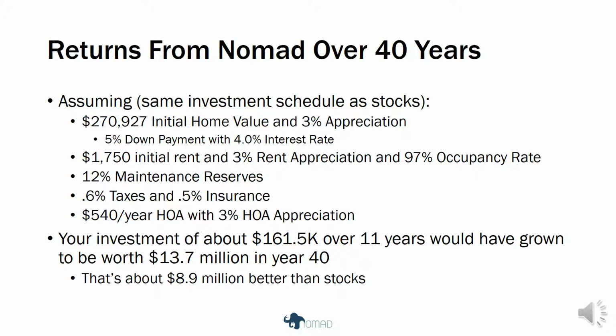Returns from Nomad. Okay, this is the same assumptions I gave you before. We're using $270,000 as the purchase price. We're adding in some seller concessions, 5% down, 4% interest rate, $1,750 for rent, 3% rent appreciation, 97% occupancy. So we're taking into account that the property is vacant 3% of the time, 12% maintenance reserves, 0.6% for taxes, 0.5% of the value of the house for insurance, and $540 per year HOA with a 3% HOA appreciation rate. Those are our assumptions for this.